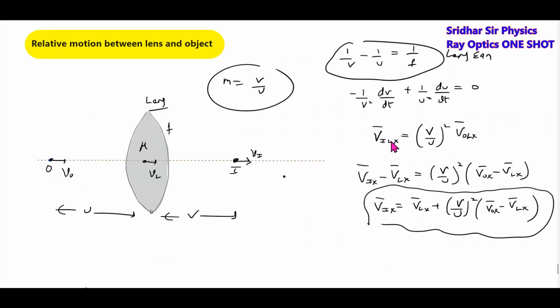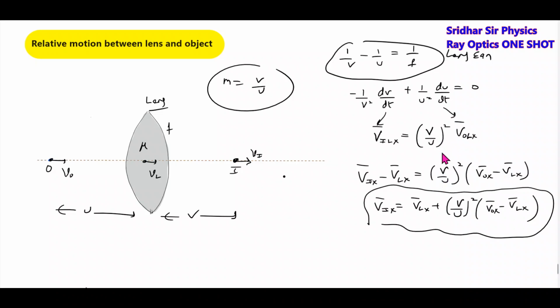What is dv by dt? Velocity of image with respect to lens. What is du by dt? Because u is the object distance measured with respect to the lens, du by dt will be the velocity of object with respect to lens. Then what is VIL? Velocity of image minus velocity of lens. What is VOL? Velocity of object minus velocity of lens.